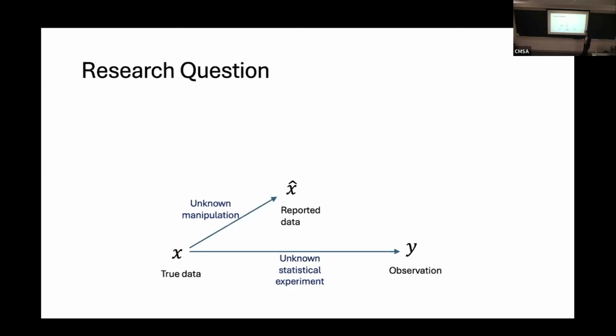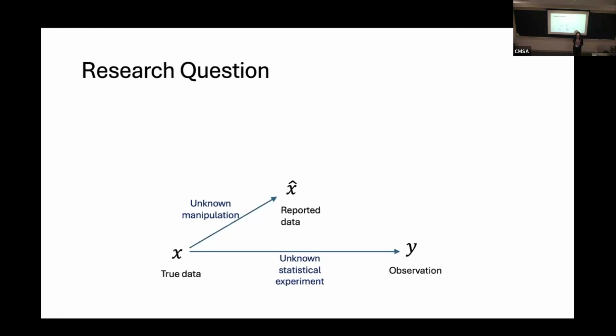Okay? And then what we do have access to is the outcome of another random variable, Y. And what we know is that Y has some statistical relationship with the true value of X. So Y is a statistical experiment based on X. But we don't know the exact relationship between Y and X.